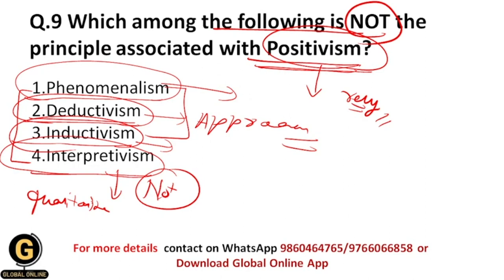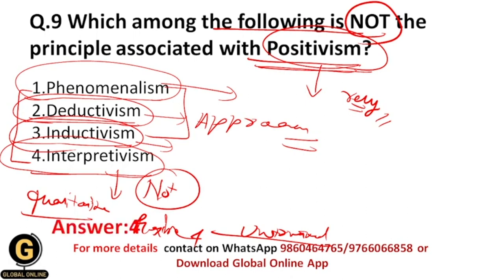As well, the strategies here are qualitative, and the research design is also qualitative, and it should be flexible and unstructured. But in positivism the research design is not flexible, and it is structured. That's why here the correct answer is 4, that is interpretivism, because interpretivism is the principle which is not associated with positivism.